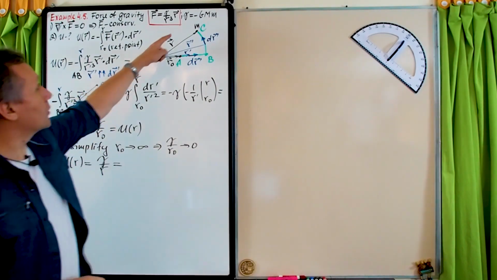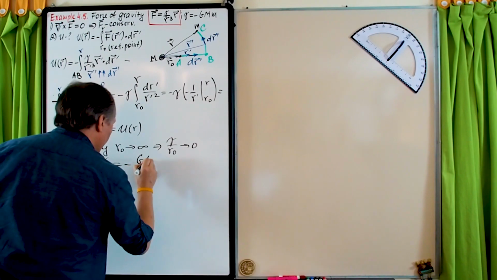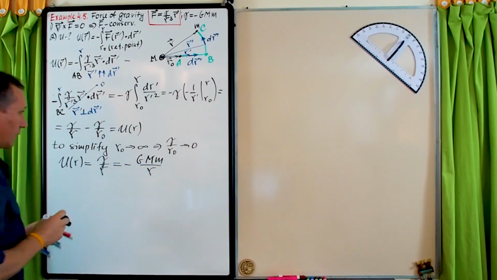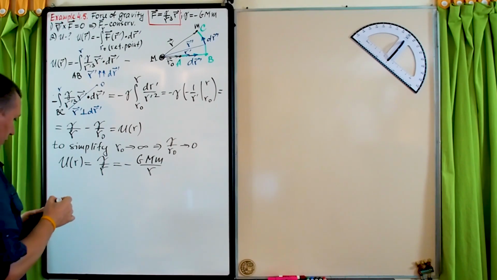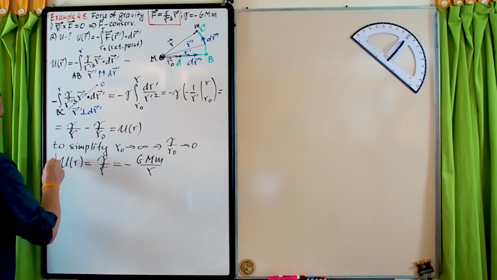And so now we can recall gamma. So it will be minus G capital M small m over r. So that's our potential energy. Right. Let me frame it.